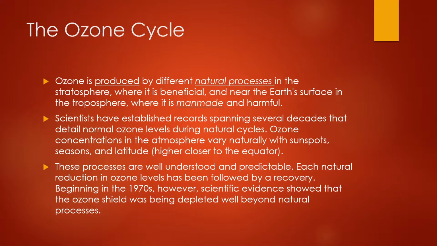Beginning in the 1970s, however, scientific evidence showed that the ozone shield was being depleted well beyond natural processes. It's a very common problem. A chemical or creature or whatever is beneficial where it naturally occurs. So ozone in the natural stratosphere is beneficial. But if it's in a different location, such as in the troposphere where it's man-made and harmful, it can be very dangerous. Can you think of other examples of that kind of situation?